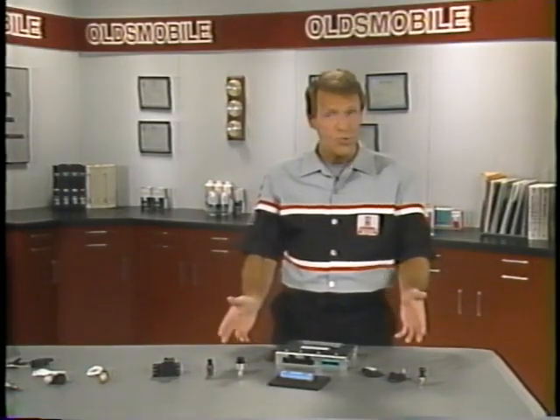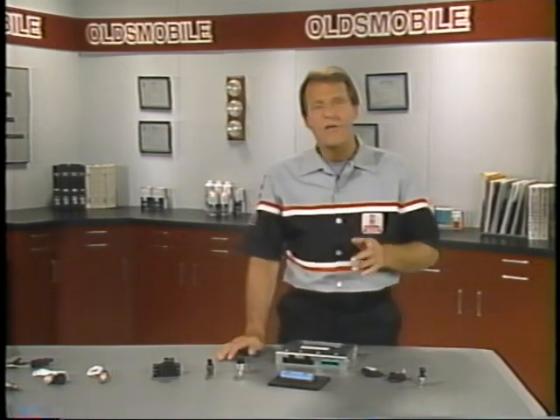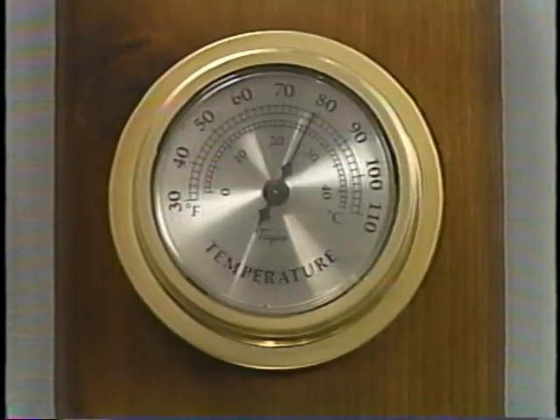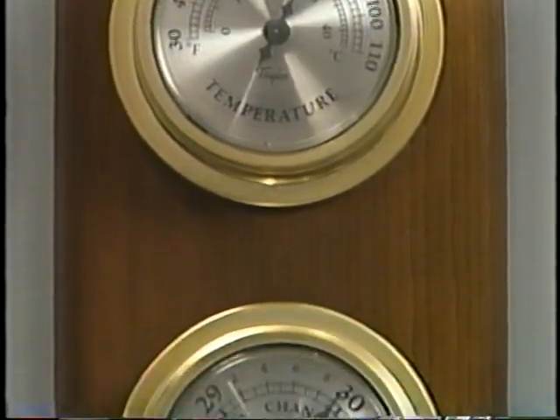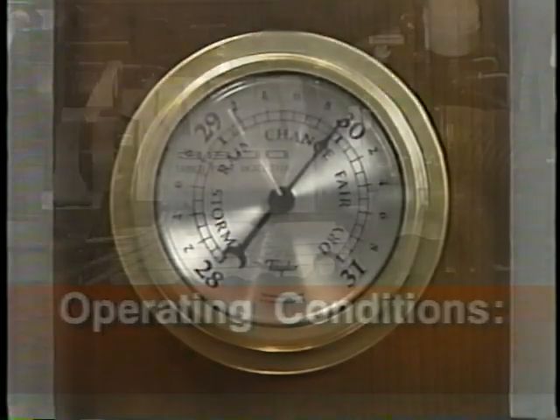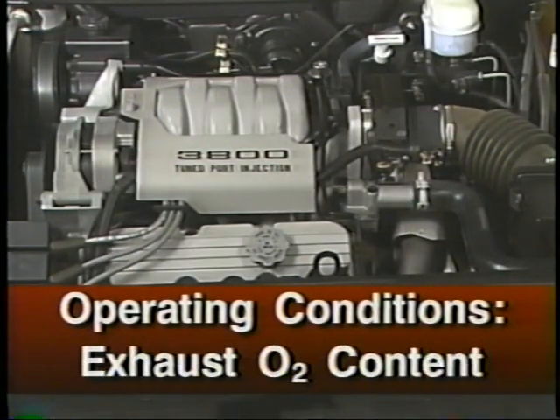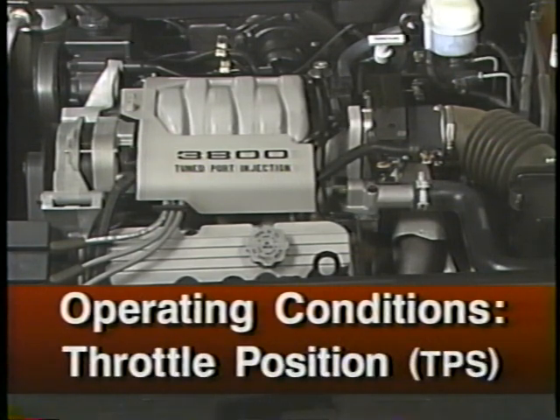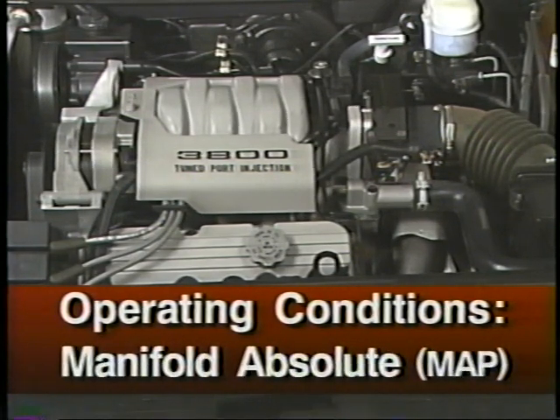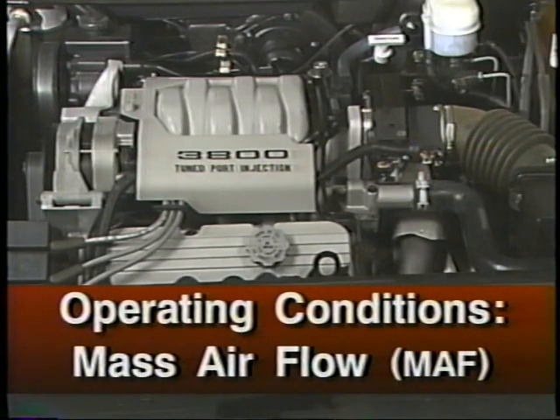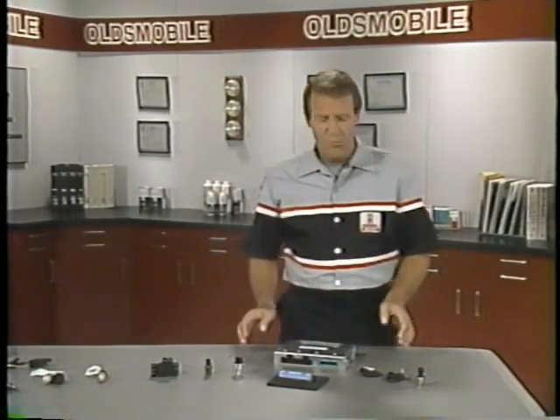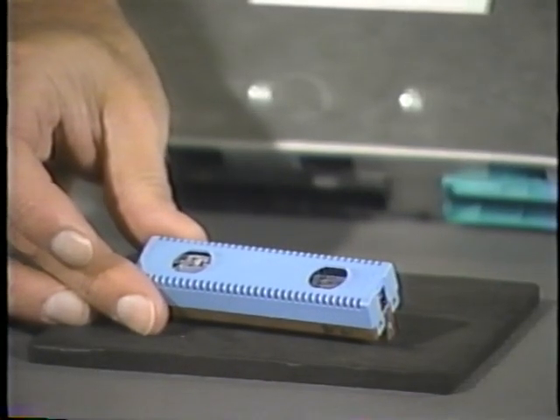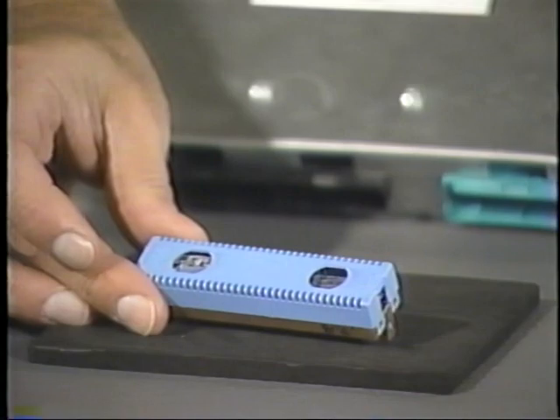Sensors provide information called input. Input tells the PCM about atmospheric conditions and operating conditions. Atmospheric conditions are air temperature and barometric pressure. Operating conditions include oxygen content in the exhaust, engine coolant temperature, throttle position, manifold absolute pressure, mass airflow, and so on. Sensor input signals go to the PCM's memcal, which the controller uses to make decisions and issue appropriate command signals.